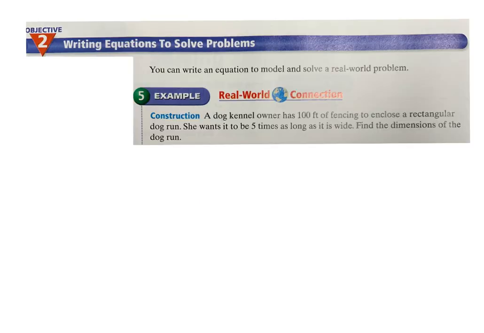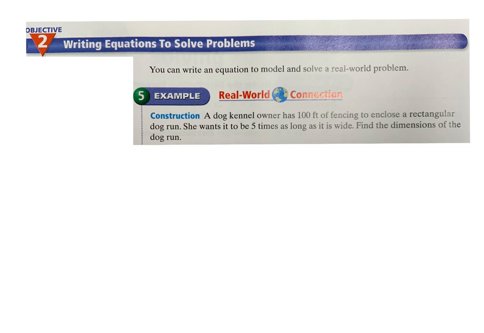All right, page 20. A dog kennel owner has 100 feet of fencing to enclose a rectangular dog run. She wants it to be 5 times as long as it is wide. Find the dimensions of the dog run. Okay, so when you have a picture problem, draw a picture. It makes your life a little bit simpler.